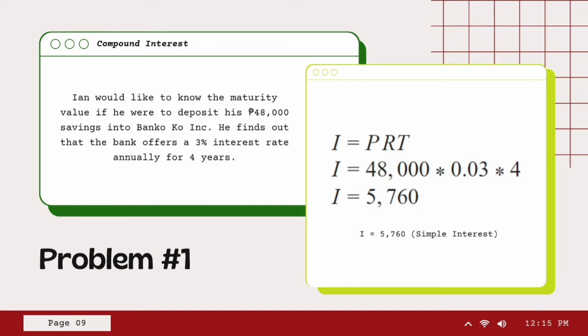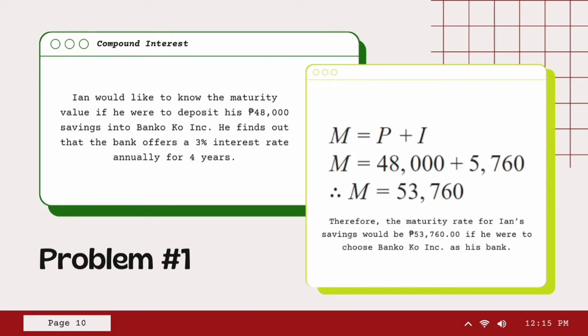Next, we do the necessary operations. It becomes I equals 5,760. And now, we have our simple interest. With that, we can now solve for the maturity value. Our formula is M equals P plus I.